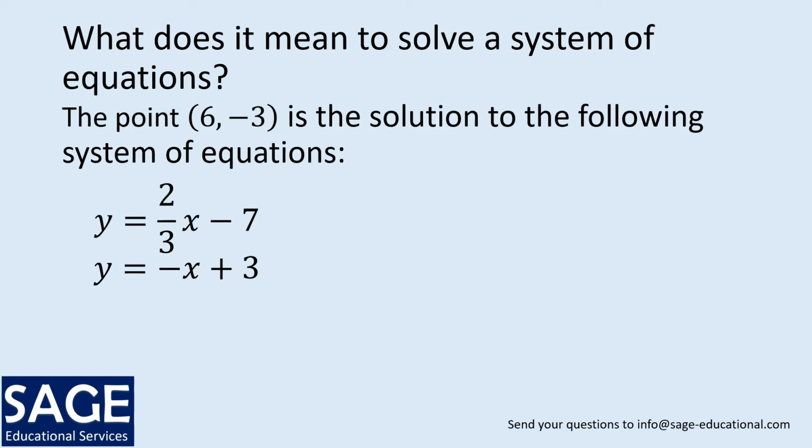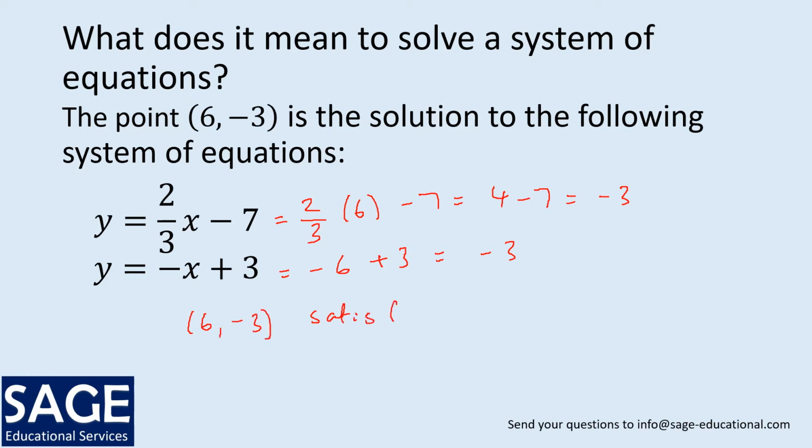So let's see an example to understand. It says there are these two equations, and it says the point (6, -3) is a solution to the following system. What does that mean? Let me substitute x equals 6 in the first equation and solve for y. When I solve for y, I get y equals -3. In the same way, let me substitute x equals 6 in the second equation and solve for y. And again, I get -3. So that means that the point (6, -3) satisfies both equations, and that's why (6, -3) is a solution to this system of equations.